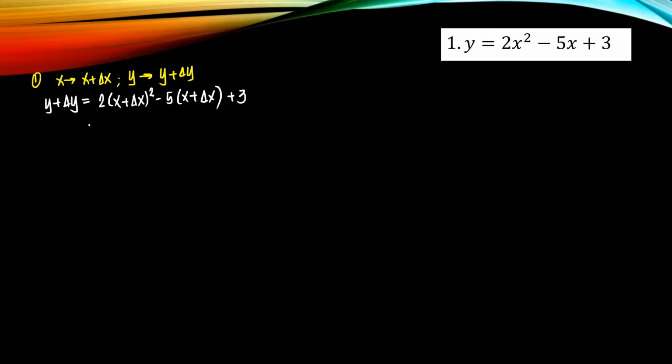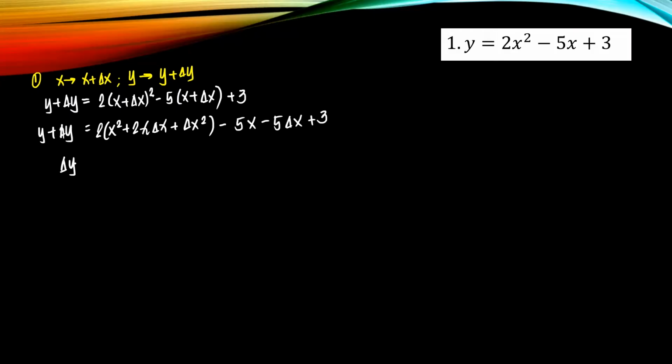So let's do this first. Let's try expanding. 2x squared plus 2x delta x plus delta x squared. This one we can immediately write 5 minus 5 delta x plus 3. So this is still y plus delta y, guys.